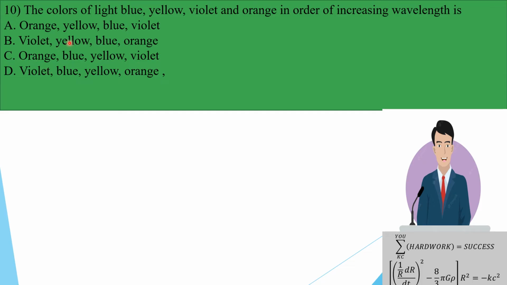Question 10 says the colors of light blue, yellow, violet, orange in order of increasing wavelength is. All right, so you know about ROYGBIV, right? So this ROYGBIV, red, orange, yellow, green, blue, indigo, violet, it's actually in the order of decreasing wavelength. So if I start from violet all the way to red, that will be in the order of increasing wavelength.